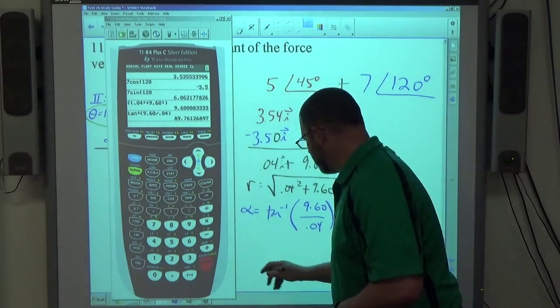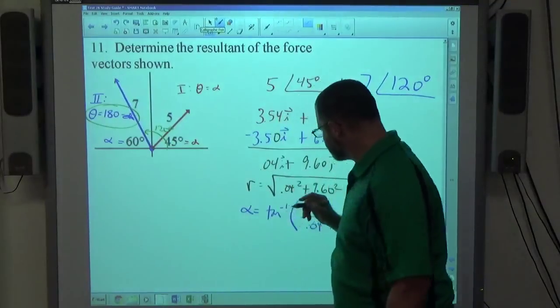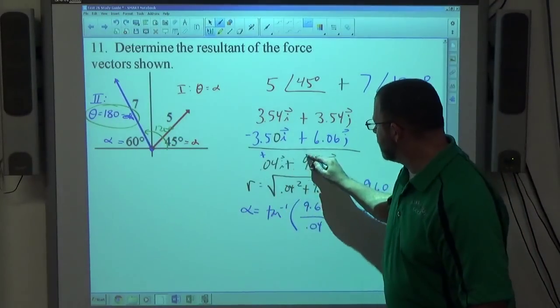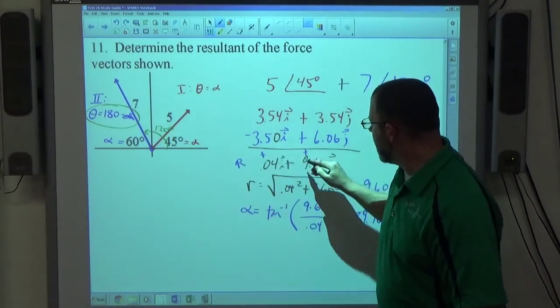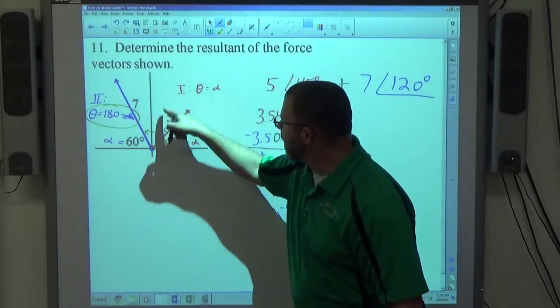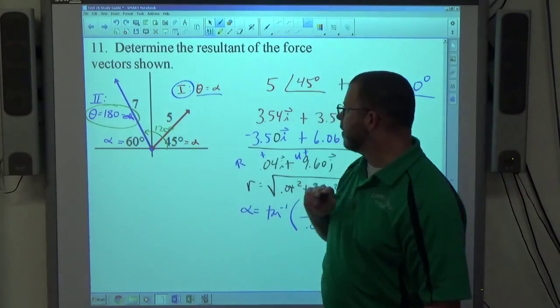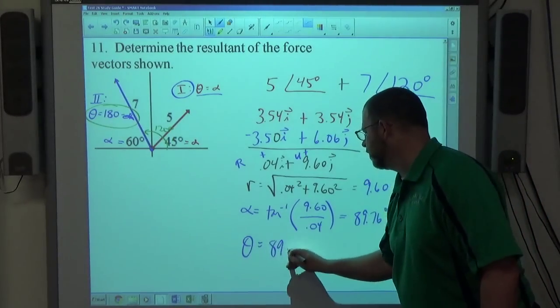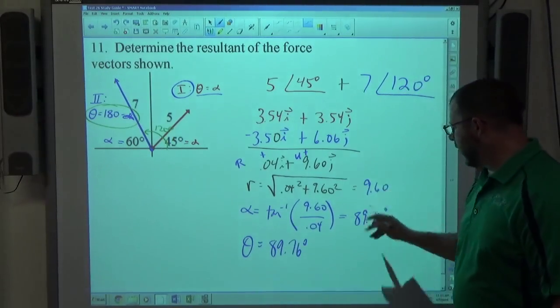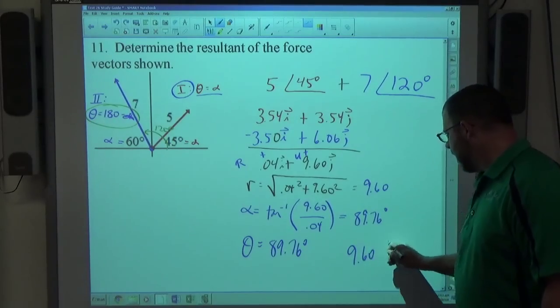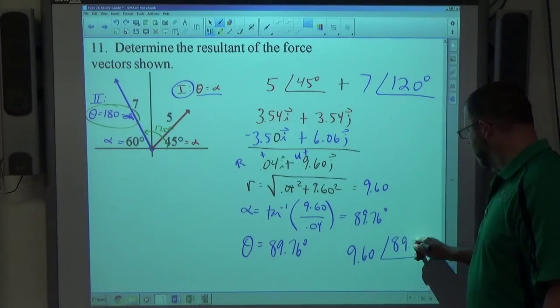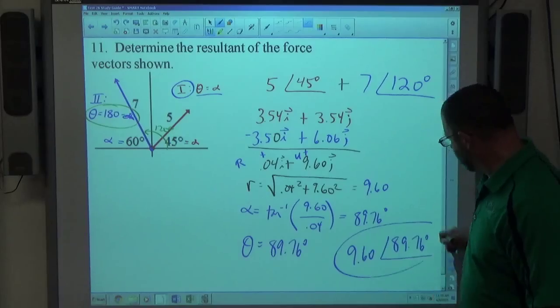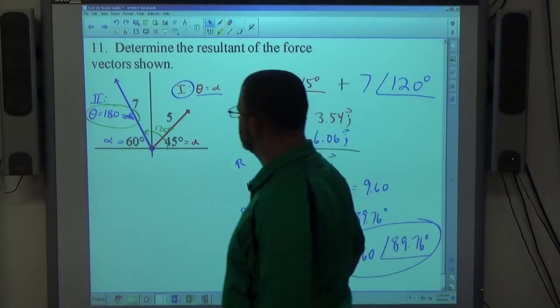And then finally, theta, we have to establish a quadrant. So this is positive, this is positive. That takes me to the right and up. If I go right and up, I'm in the first quadrant again. First quadrant, theta equals alpha. So theta we're looking for is going to equal alpha, 89.76 degrees. So magnitude 9.60, angle 89.76 degrees. That is the resultant vector for those two forces.